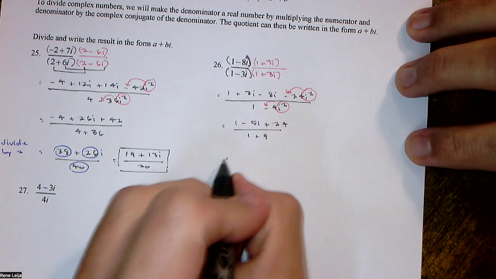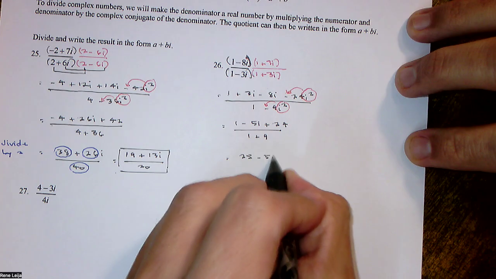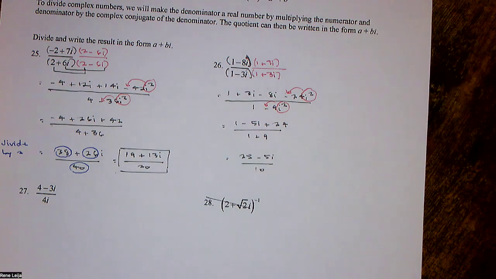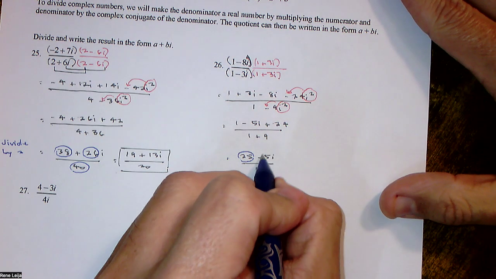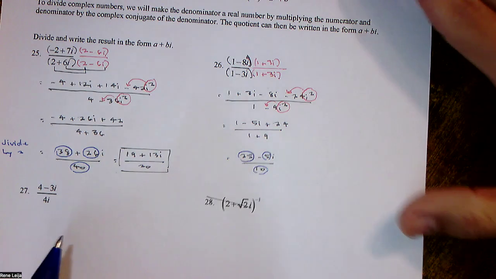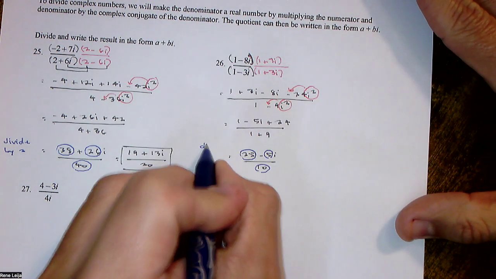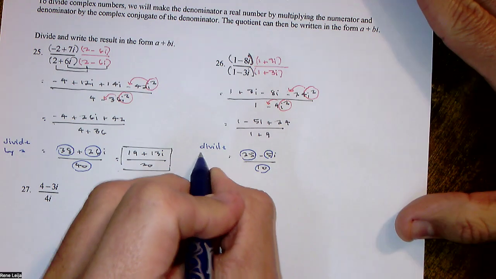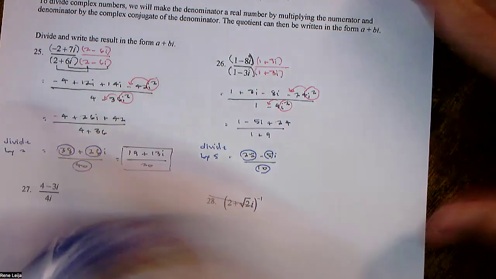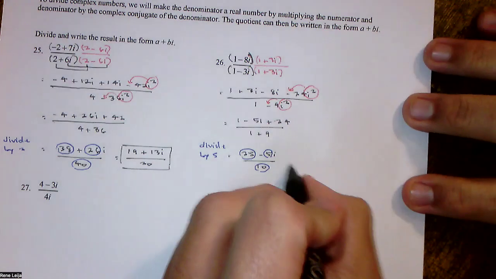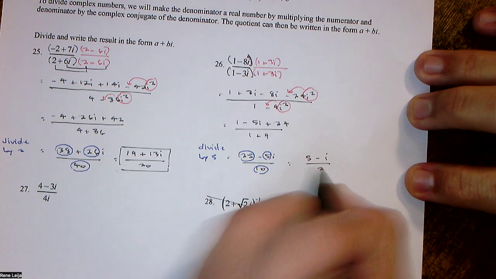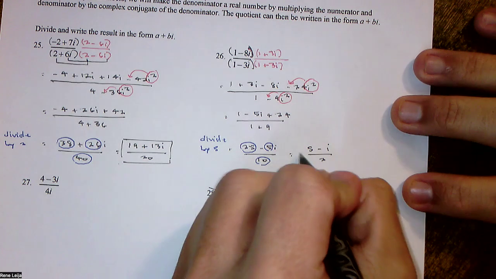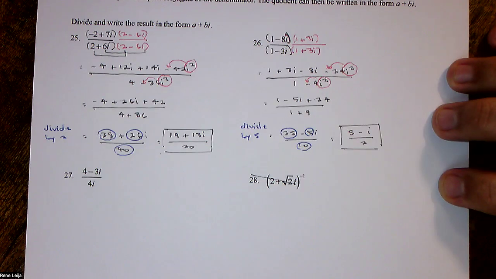Okay, so we get 25 minus 5i over 10. And we can reduce. This time we're going to divide by 5. All right, so that's going to give us 5 minus i over 2. And that's it.